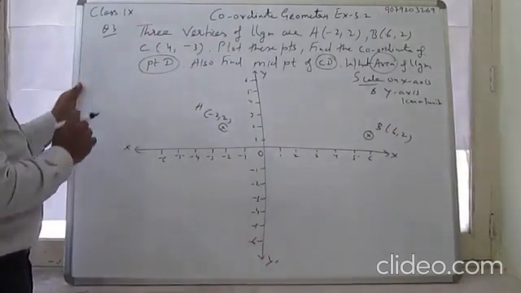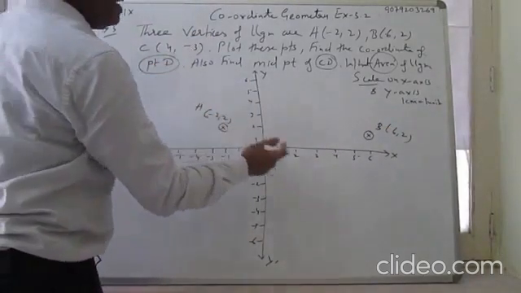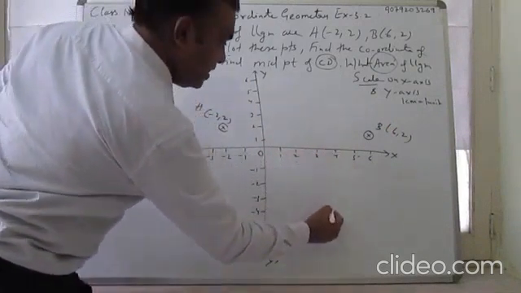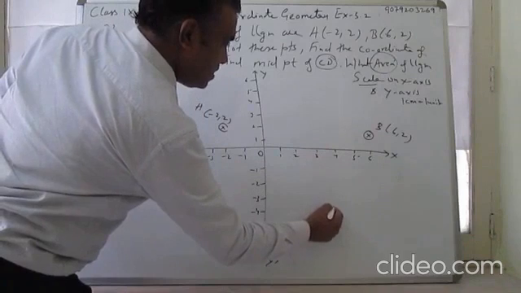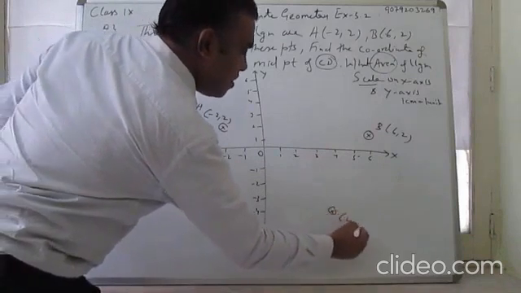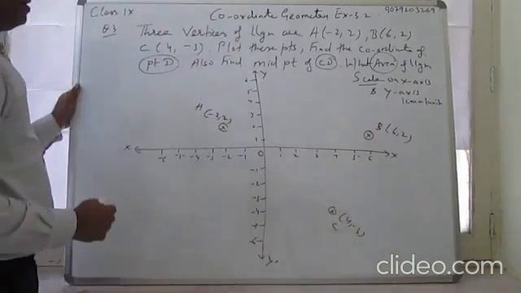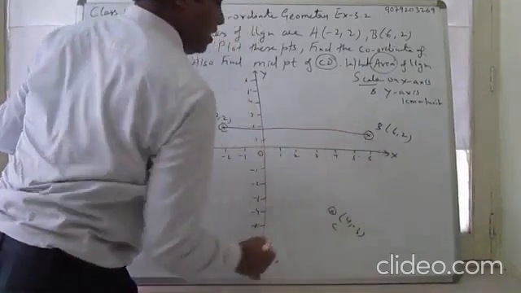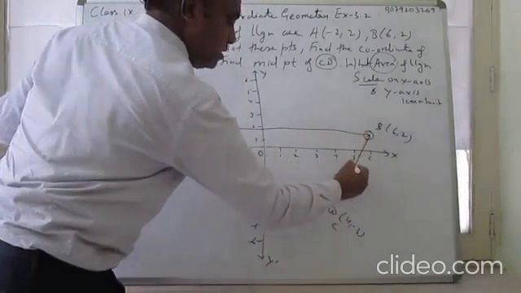C is 4, -3. 4 is positive and 3 is negative. It is in the fourth quadrant. 4, -3 is here. That is point C. Now join the points A to B using a ruler, and B to C.